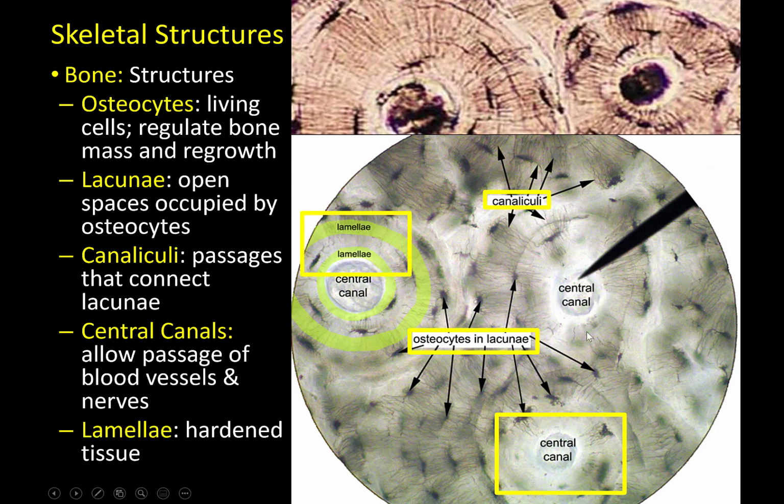Finally, you have these faint circles of material you can see here surrounding the central canals. These circles are what make bone look a lot like a cross-section of a tree trunk. They almost look like tree rings. These are called lamellae. Okay? They are circular layers of hardened tissue. They make up the matrix. This is where that calcium carbonate and calcium phosphate is found.